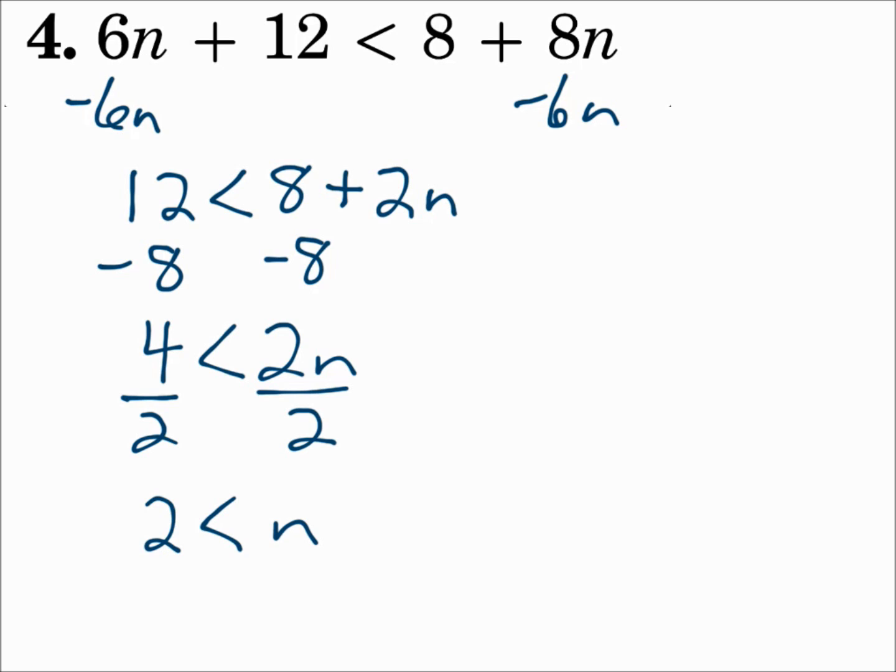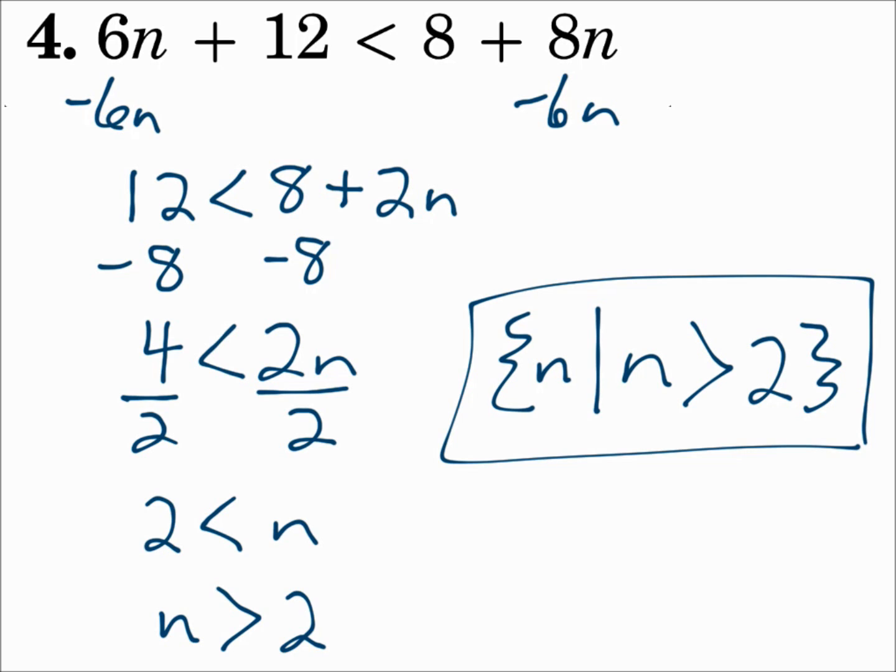Finally, make sure your variable ends up on the left side. The mouth is open to the n. The mouth is still open to the n. N is greater than 2. So all n such that n is greater than 2.